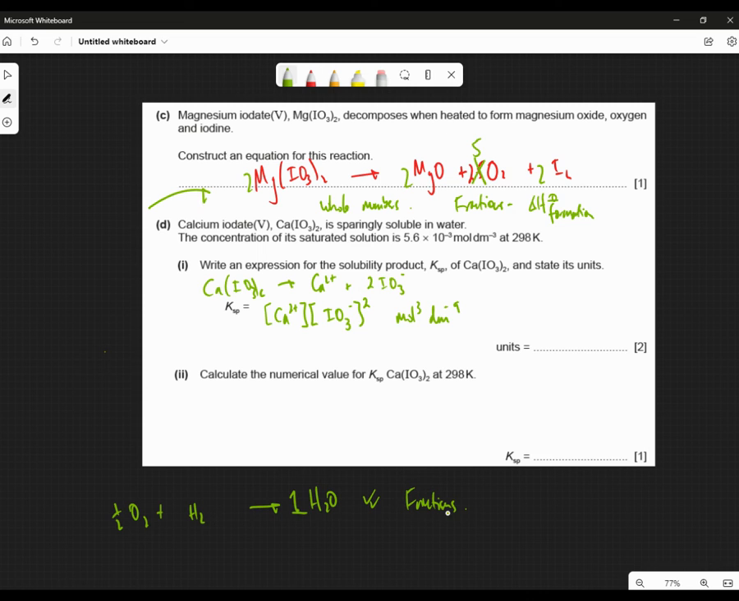But in this case, I wouldn't do it. I wouldn't use fractions, even though the answer scheme has a fraction. Cambridge are fickle. If you don't use fractions, you're definitely right. If you do use fractions, you might be wrong. So I would definitely use whole numbers.